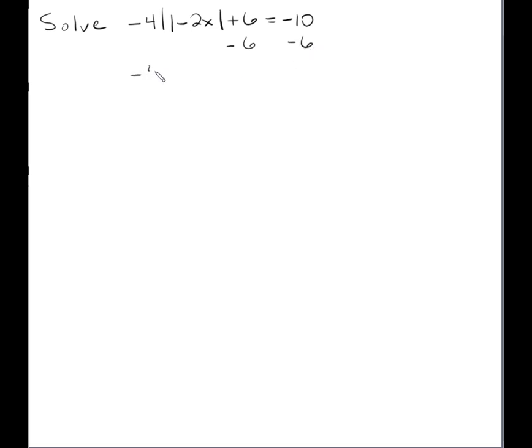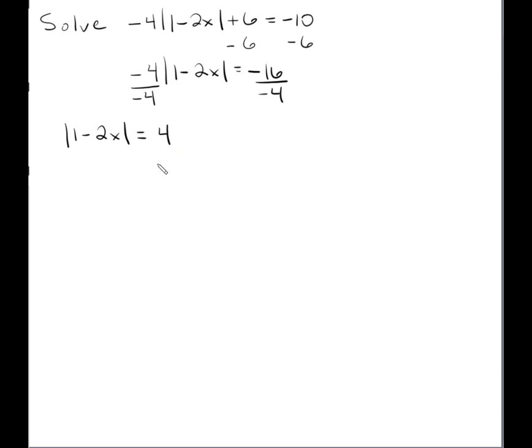That gives us minus 4 absolute value 1 minus 2x is equal to minus 16. Then we'll divide both sides by negative 4. And that leaves us with absolute value 1 minus 2x is equal to 4.